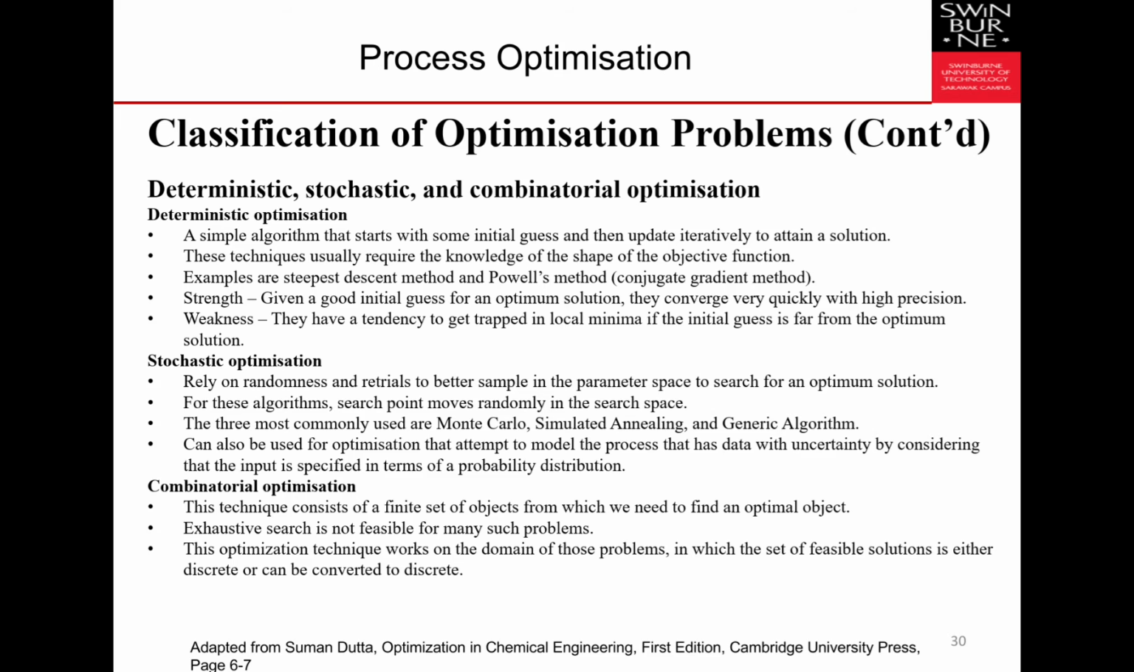Deterministic optimization is defined by a simple algorithm that starts with some initial guess and then updates iteratively to attain a solution. It has strengths and weaknesses associated with it. Stochastic optimization relies on randomness and trials to better sample the parameter space to search for an optimum solution. Some of the commonly used ones are Monte Carlo, simulated annealing, and genetic algorithm. Combinatorial optimization, on the other hand, consists of a finite set of objects from which we need to find an optimal object. I would suggest you go into the details by yourself because I will not cover this in detail.